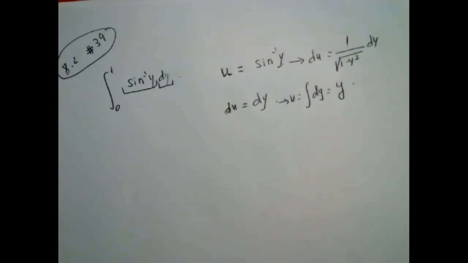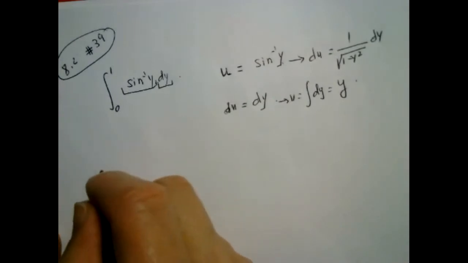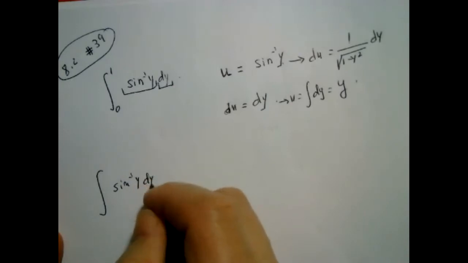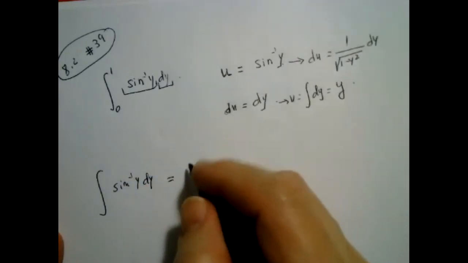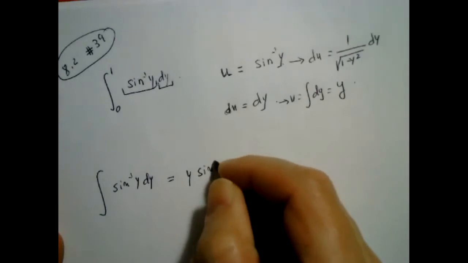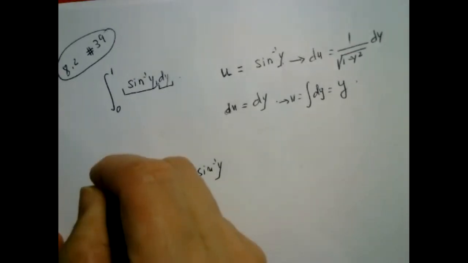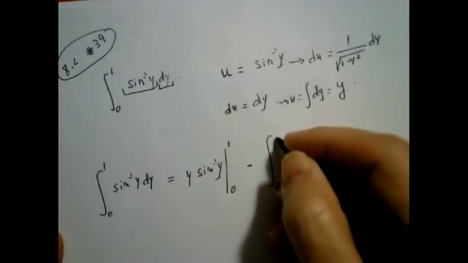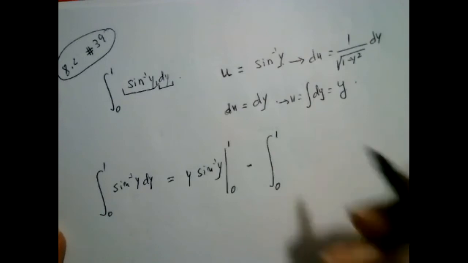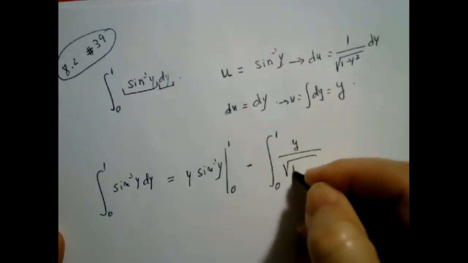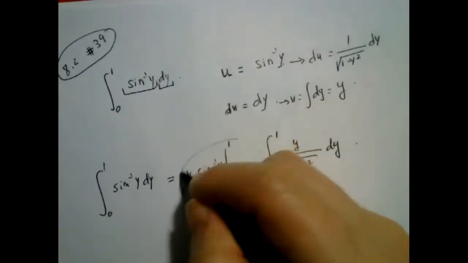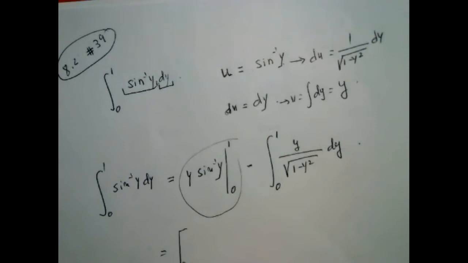Now we have to apply uv minus the integral, and I worry about the limit at the end. Don't worry about the limit. It's uv, it means y. So if I put this from 0 to 1, it means we evaluate this from 0 to 1 minus the integral from 0 to 1 of v du. It means y over the square root of 1 minus y squared dy.